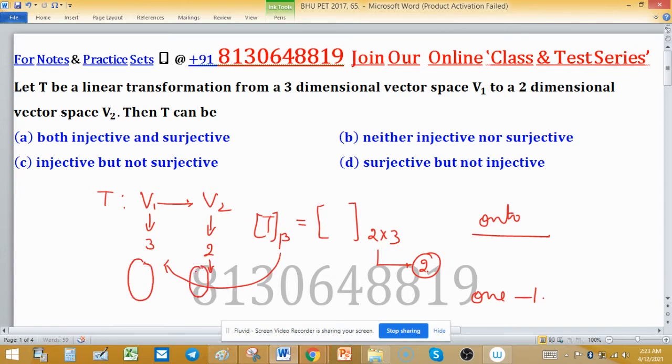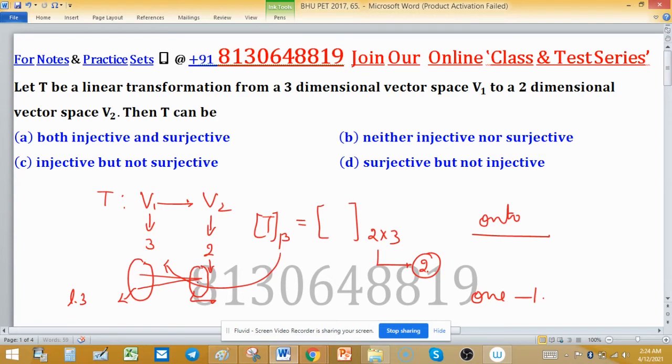I'm not telling about which one set has more or less, but as dimension of this one is 3 and dimension of codomain is 2, it means here LI vectors are 3, and LI and spanning elements are 2. So some elements have the same image, means at least two elements will have the same image. So this linear transformation will not be 1 1.